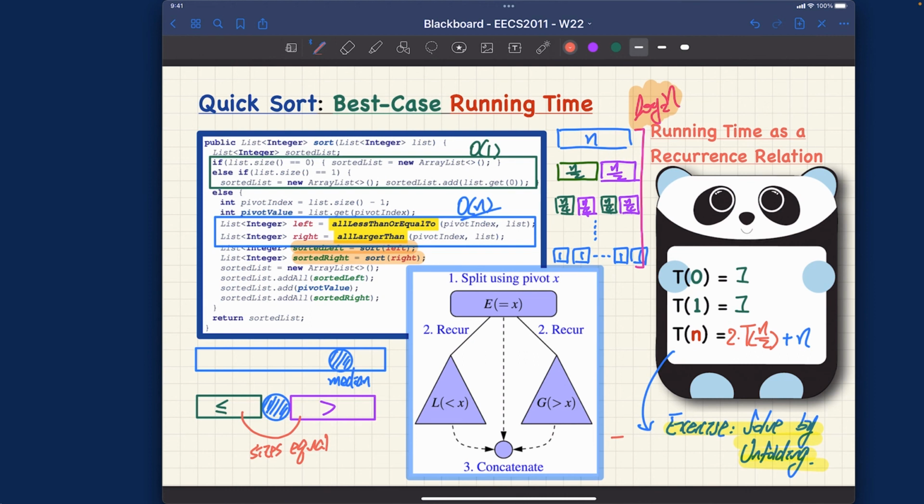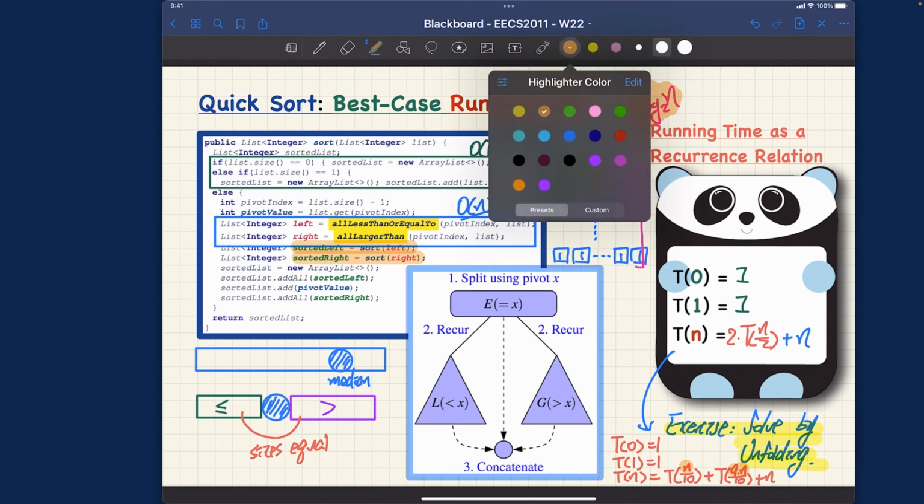So we can say T0 equals 1, T1 equals 1, and also we say Tn equals T of n over 10 plus T of 9n over 10 plus n. You can see here n over 10 and also 9n over 10. So they are a proportional split, even though not exactly like a half and half, which is okay. As long as they're proportionate, that's fine. This will be your extra exercise.